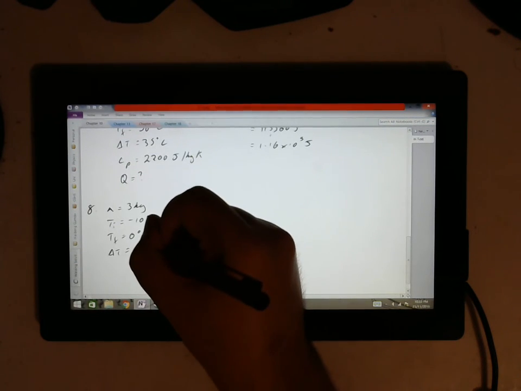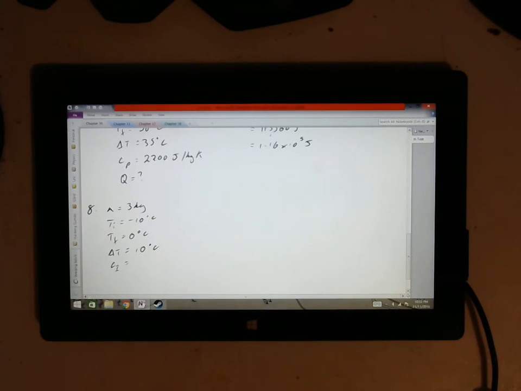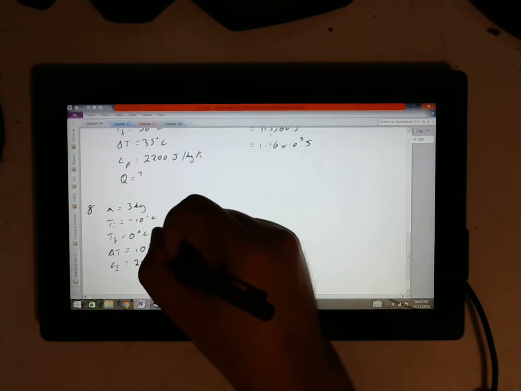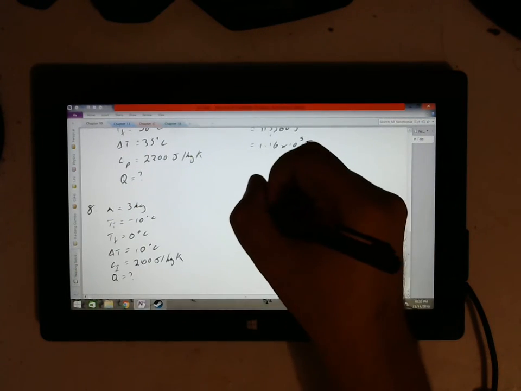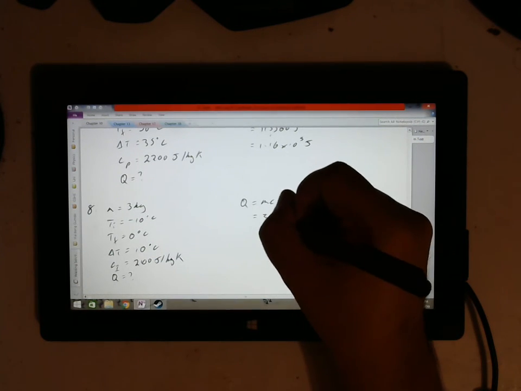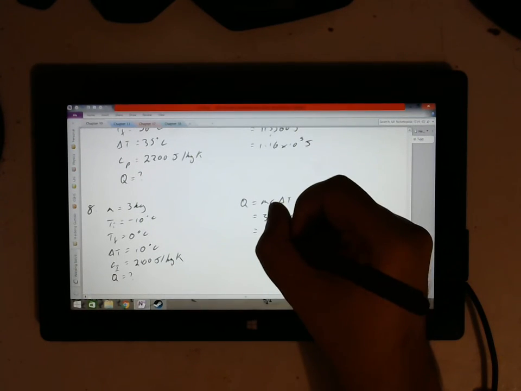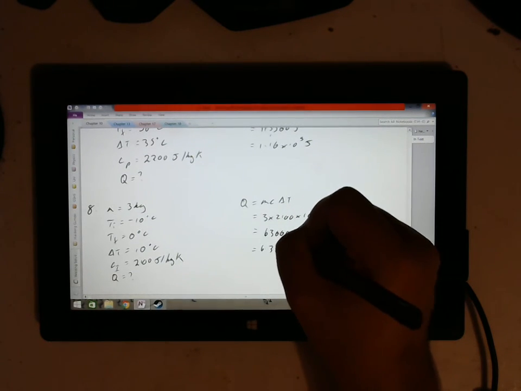So our delta T must be 10 degrees Celsius. And we need the specific heat capacity of ice. So again, go back, it's not 4200, that's the specific heat capacity of water. Ice is 2100. Okay, and we're asked to find what is Q. So do the same thing as well. Q equals MC delta T equals 3 times 2100 times 10 would be 63,000 joules. Or 6.3 times 10 to the 4 joules.